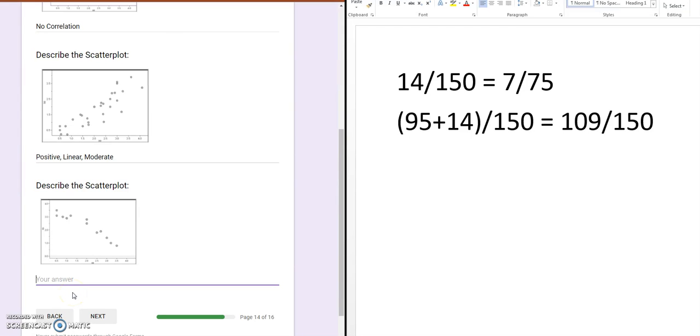This graph here, we can see it's going in a negative direction the entire way, which means it's also linear. And based on how close those points are to one another, I would say that this is very strong.